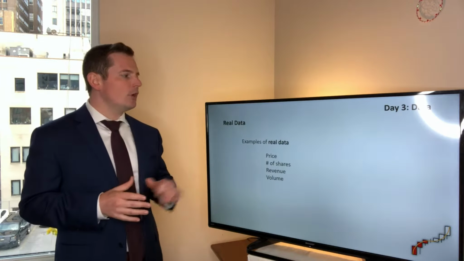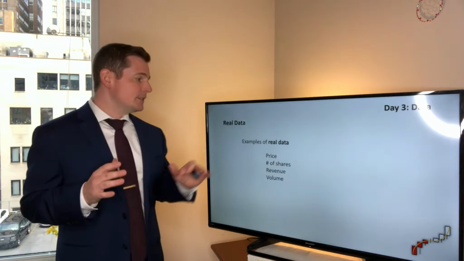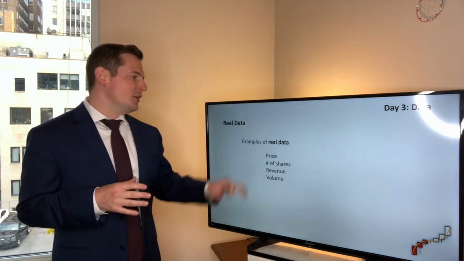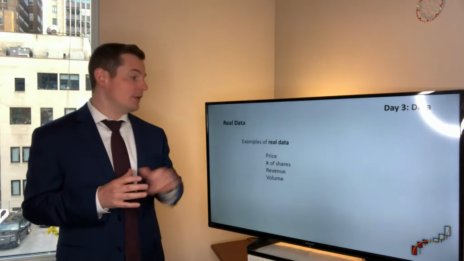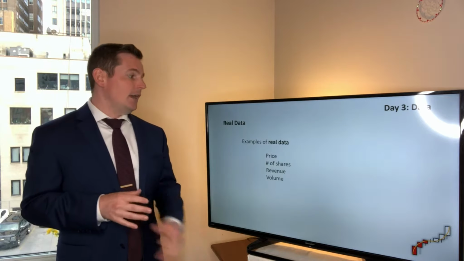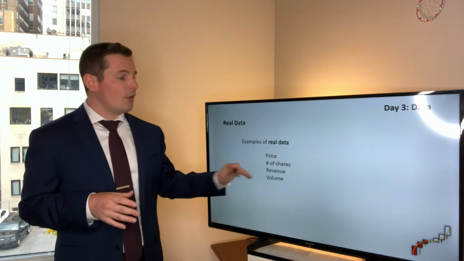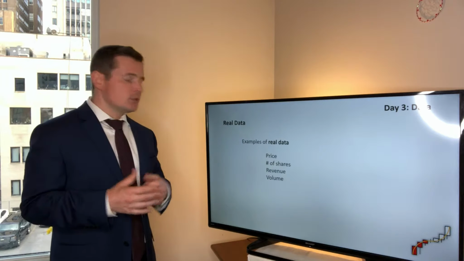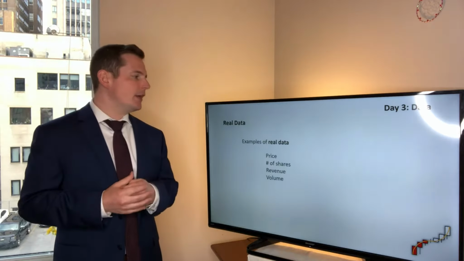So examples of real data would be the stock price. That's a real number. Of course, it's based on a lot of things, but the price itself is the price. It's not going to change based on anything else. And then the number of shares is also an example of real data, and revenue is real data, and the volume is real data. So they're not derived from any other numbers. They're sort of pure real data that we have.